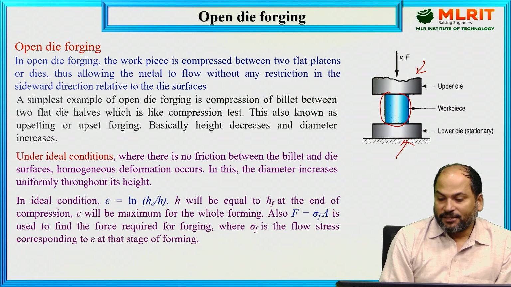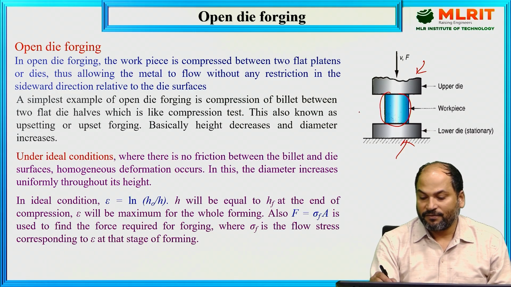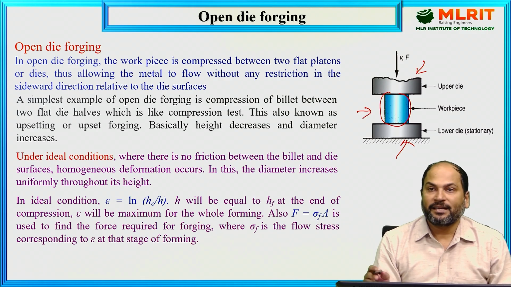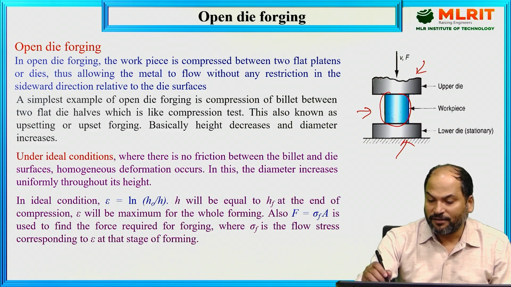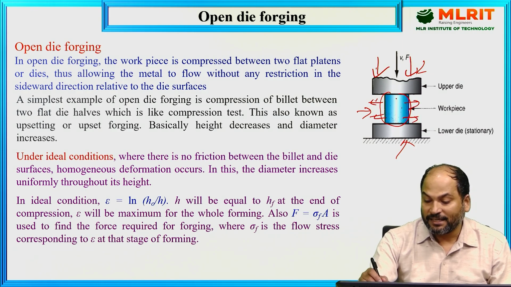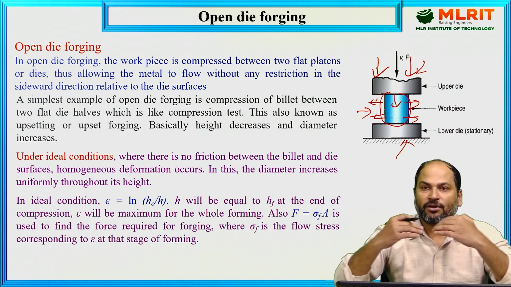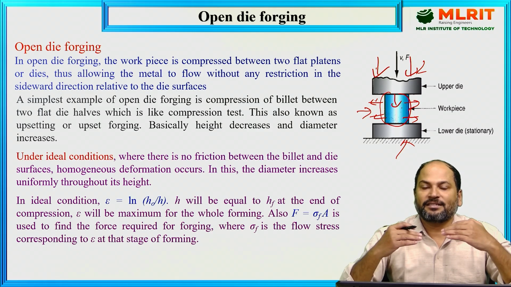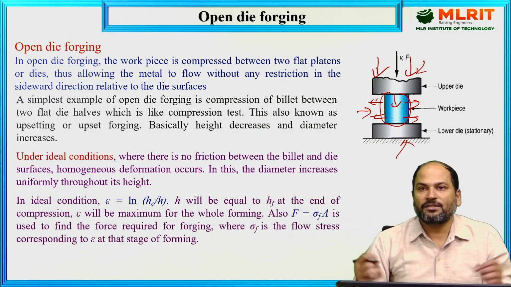Open die forging, as I told, in forging we have the die, and in between our workpiece is there. You can see here what I told. In open die there is no restriction on the material flow. If I'm applying force from this one and this die is fixed, what will happen? The cross-sectional area of this material will increase and length will decrease. This height will decrease. So in this transverse direction, there is no restriction, the material is free to flow. So this is known as open die.